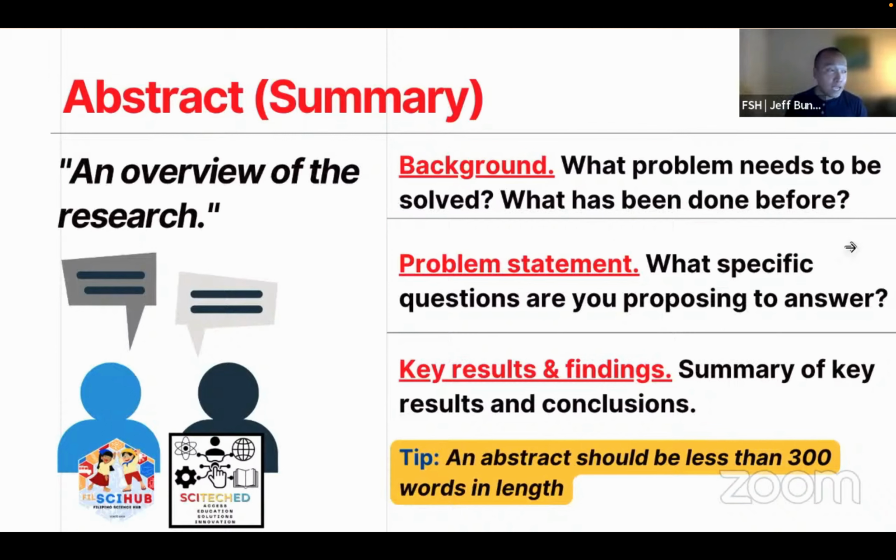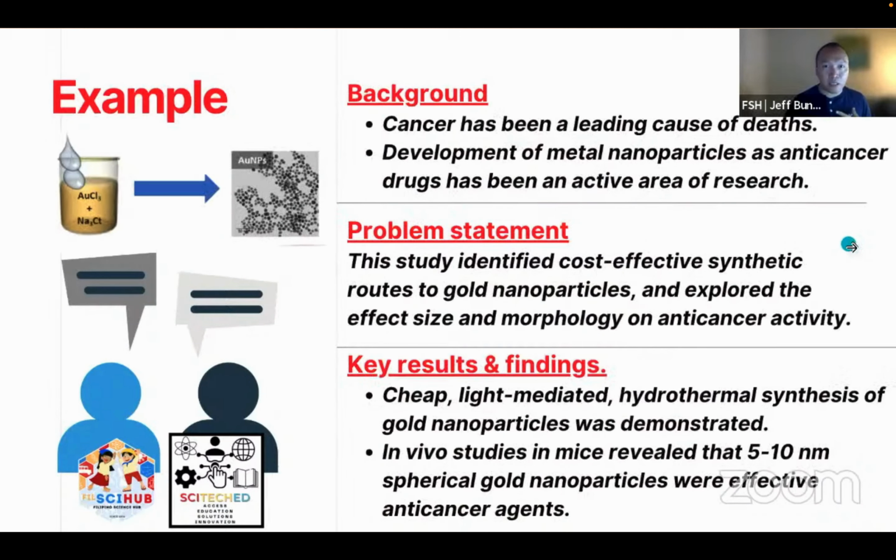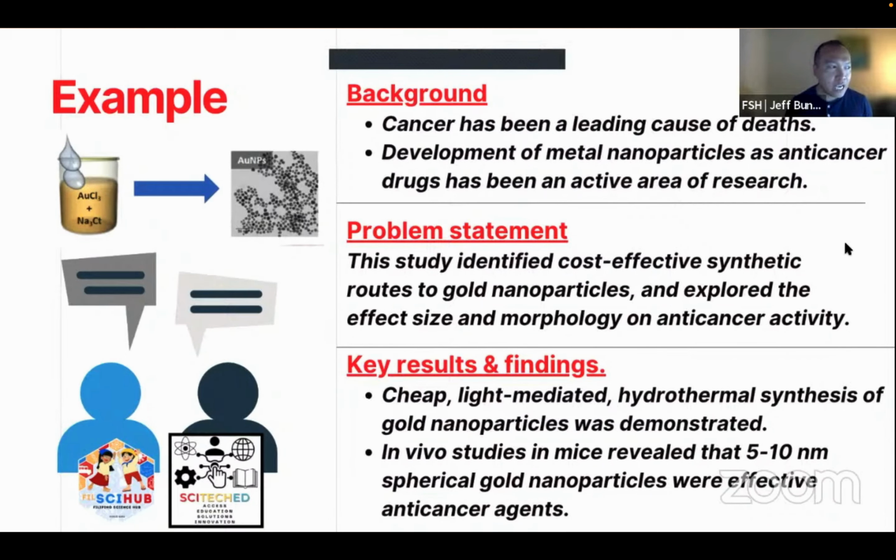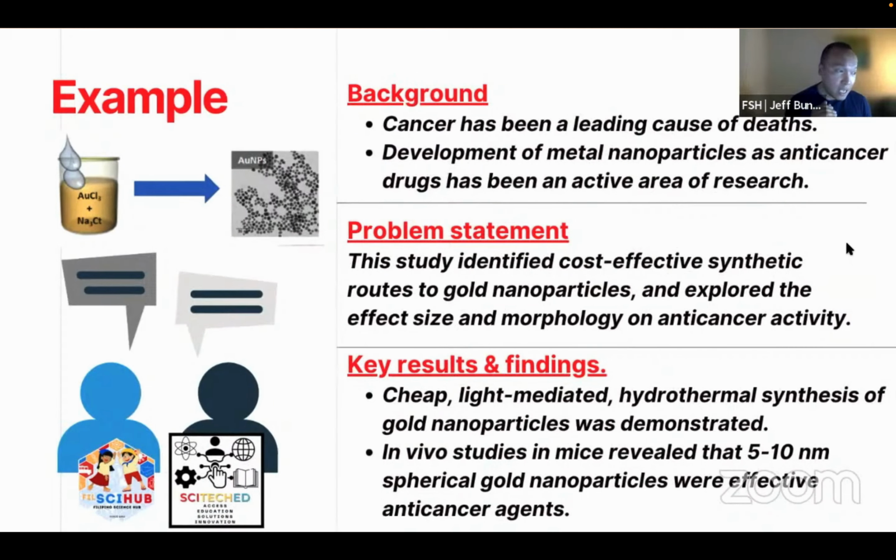So doon sa context po ng ating example, ng ating case study about like nanoparticles for anti-cancer research, pwede yung pitch mo is like, hey, Mr. Secretary, I'm actually doing research developing metal nanoparticles as anti-cancer drugs. Since this is an emerging area and we need new technologies because cancer has been a leading cause of death around the world. And so specifically what I did was I identified cost-effective ways of preparing gold nanoparticles, and then we studied the effect of size and morphology in its anti-cancer activities in mice.